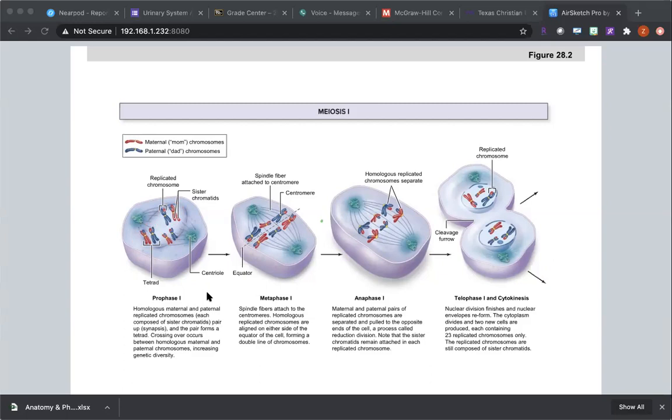So tetrads form. When tetrads form, this means that these homologous chromosomes are near each other. Now remember that homologous chromosomes have the same genes on them. And so during this time when they are near each other, some chromosomes exchange parts with each other, and this is known as crossing over. So a piece of the father's chromosome can switch with a piece of the mother's chromosome and vice versa.